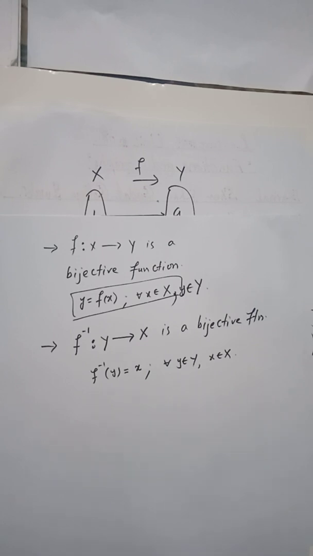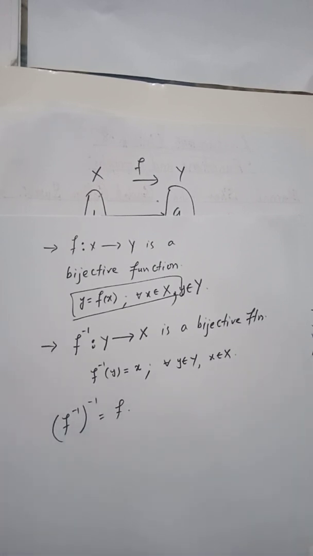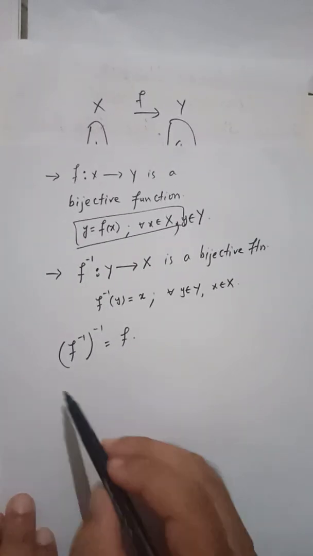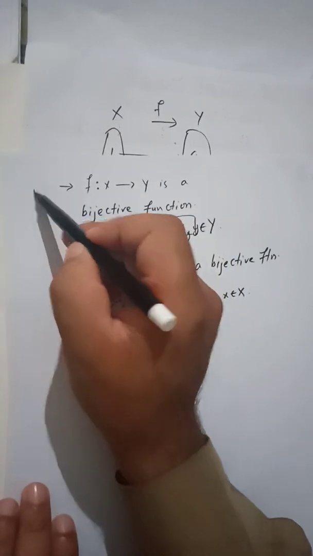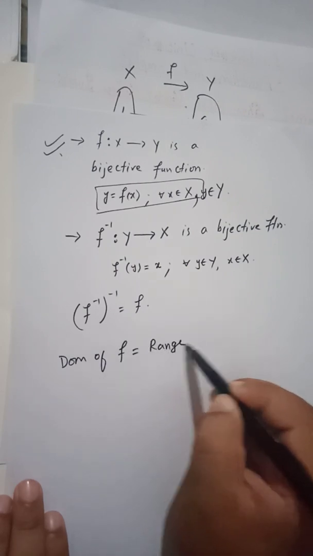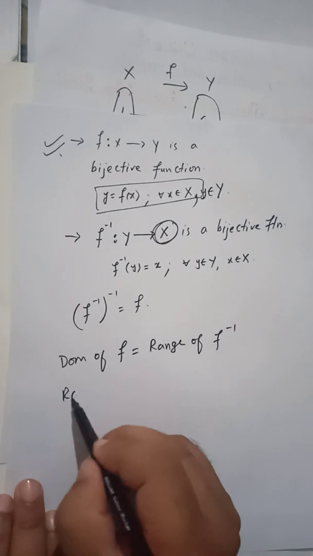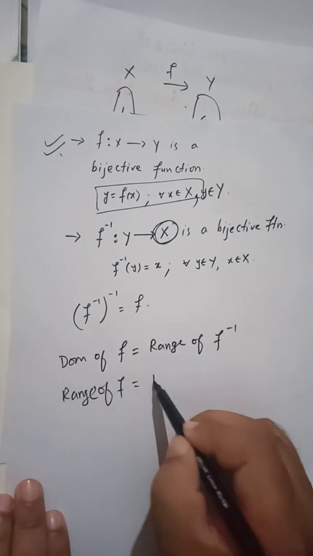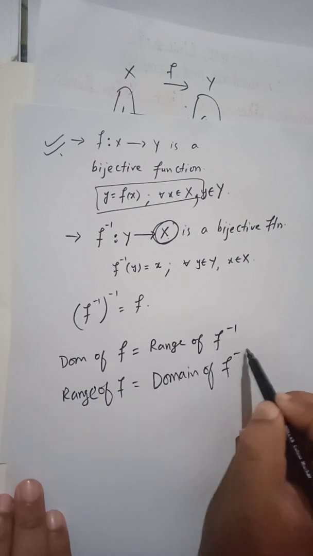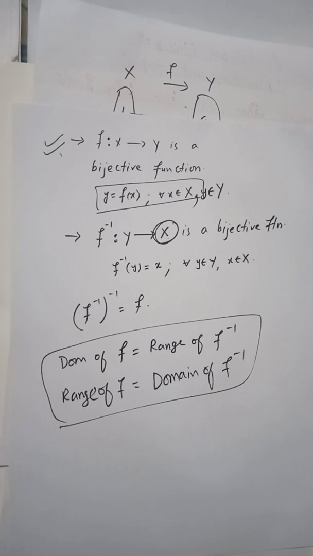This is the inverse of a function. Now remember that when you take the inverse twice, you will get the original function, because f and f inverse are inverses of each other. Now if I discuss the domain and range, in this case you clearly see that the domain of f is equal to the range of f inverse, because this X is the range of the inverse function, and the range of f is equal to the domain of f inverse. I am telling again and again that f inverse is nothing but an inverse function. An inverse function is itself a function. Okay, so this is all about the inverse of a function.